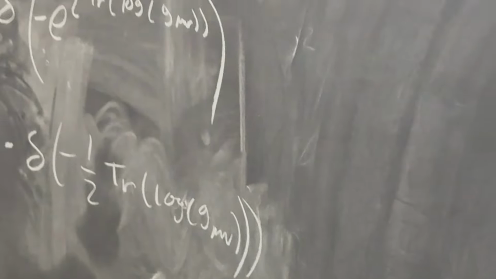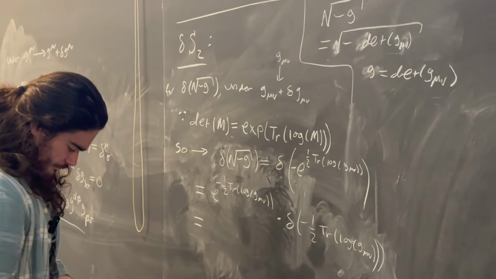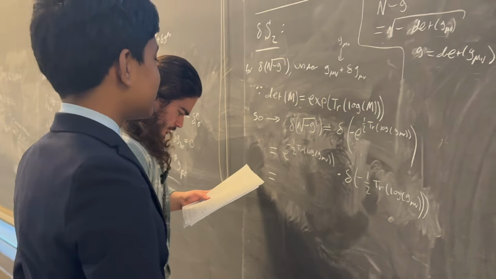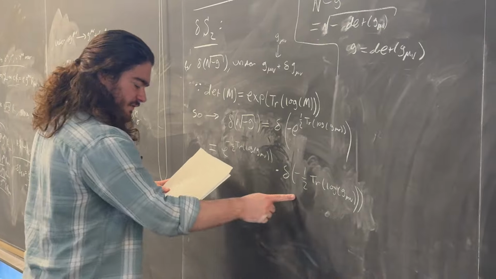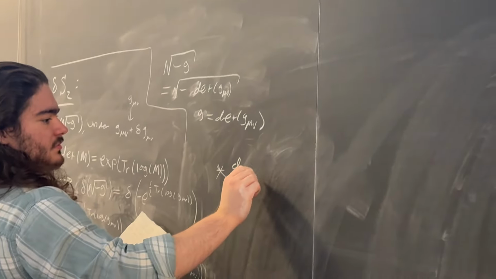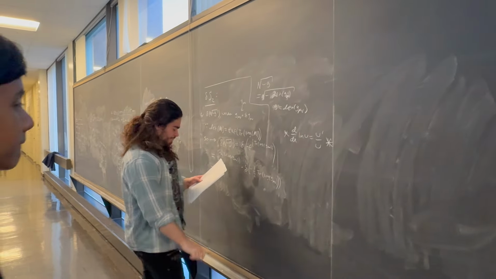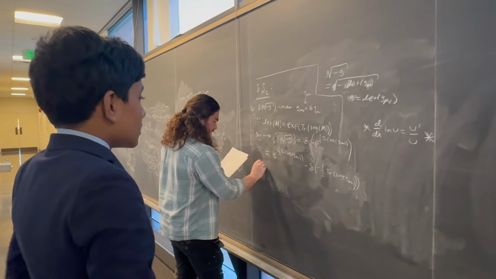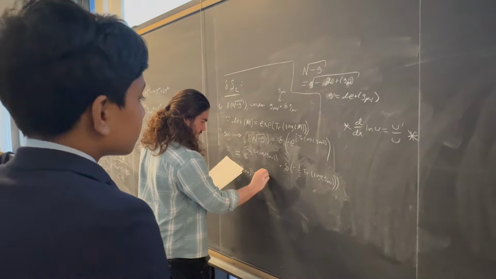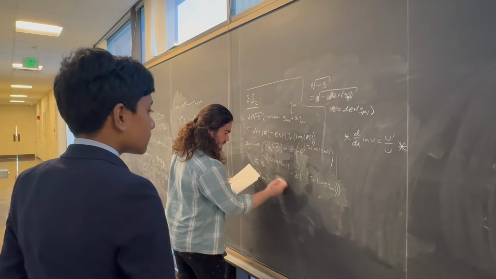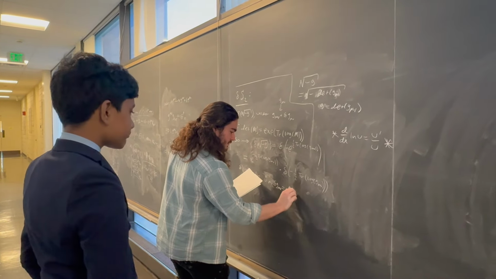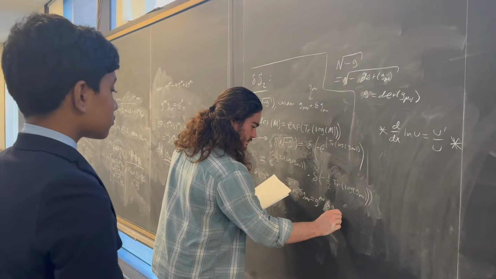Now what we want to do is look at how we can take the variation of this. If you remember the derivative of the natural log, that's 1 over x, right? Yes, exactly. So the variation of the log of g mu nu would simply be g inverse, because remember this is a matrix, which would be g upper mu nu times the variation of g mu nu.